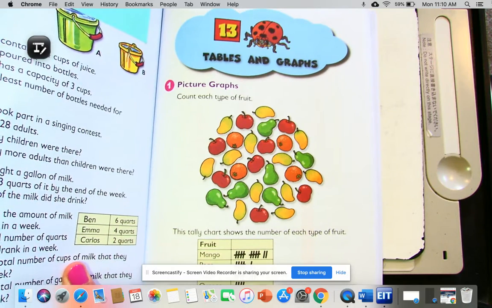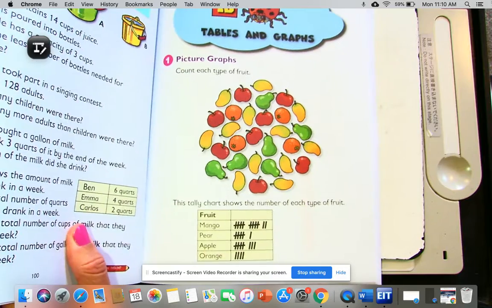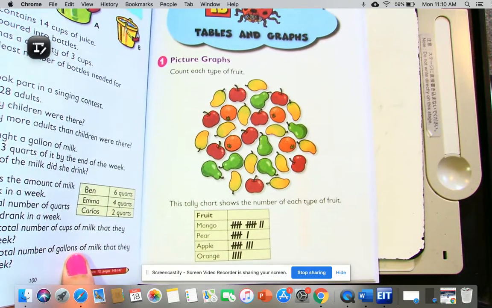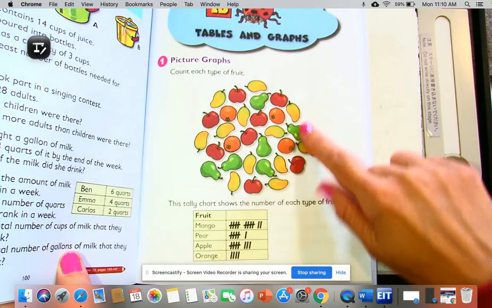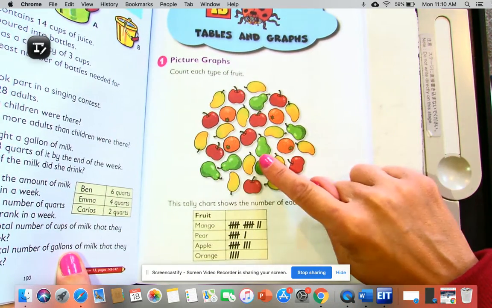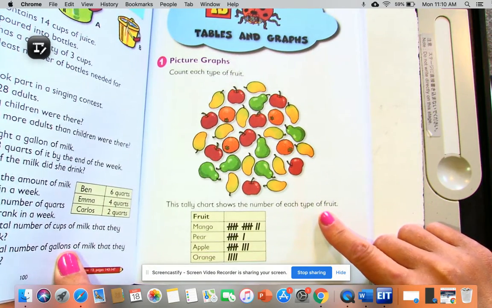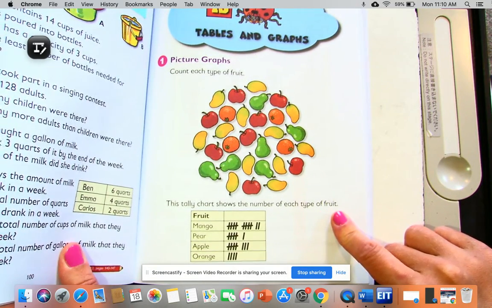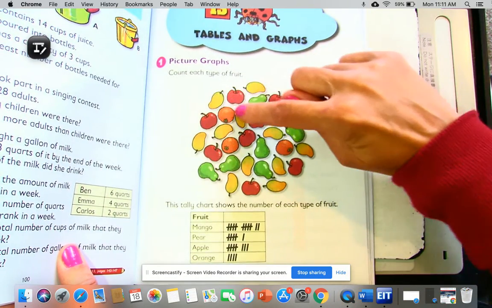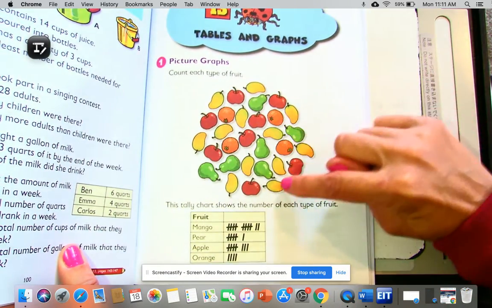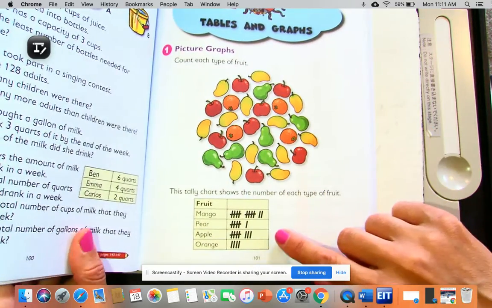Count each type of fruit. All right, so it looks like we have a group of some apples and pears and mangoes and oranges. And we could count up all the different items of fruit here. And then down below it says this tally chart shows the number of each type of fruit. So for example, if we wanted to count up the mangoes, 1, 2, 3, 4, 5, 6, 7, 8, 9, 10, 11, 12.